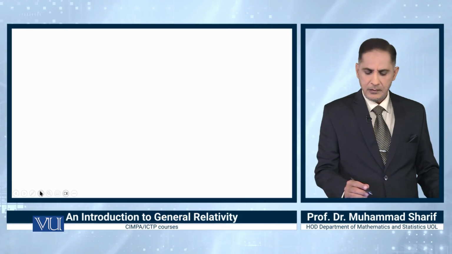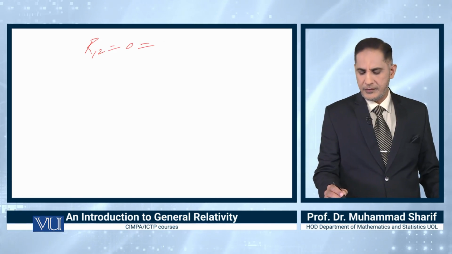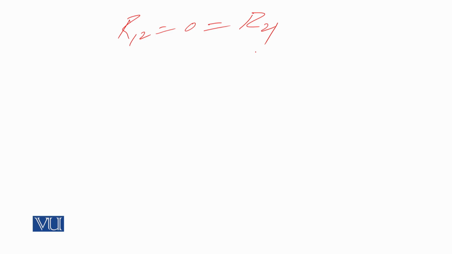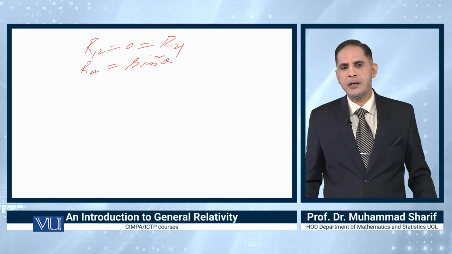You can check that R12 is equal to 0 because it is symmetric. So this will be the same. Similarly, we can find R22 is equal to sine square theta. This is non-zero.